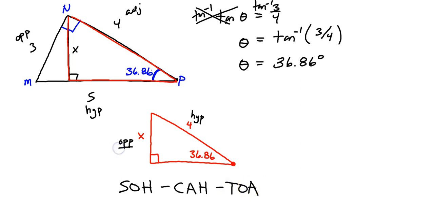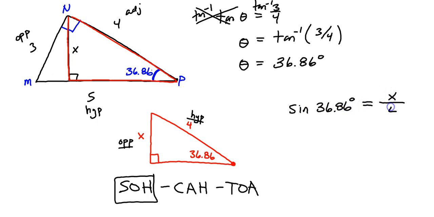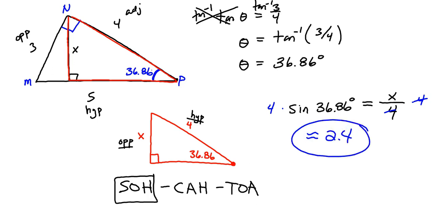Well, we have opposite and we have hypotenuse, so I'm going to use sine. So the sine, when standing on 36.86 degrees, is opposite over hypotenuse. And to get x all by itself, what I basically have to do is multiply both sides by 4. That'll cancel that out. Multiply by 4. And when you punch in 4 times the sine of 36.86, you are going to be extremely close to 2.4. So that's just another way of using trigonometry.